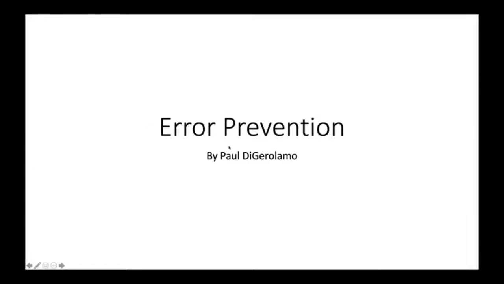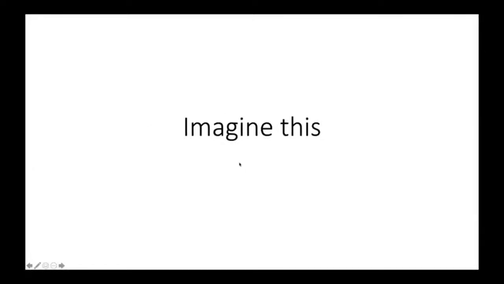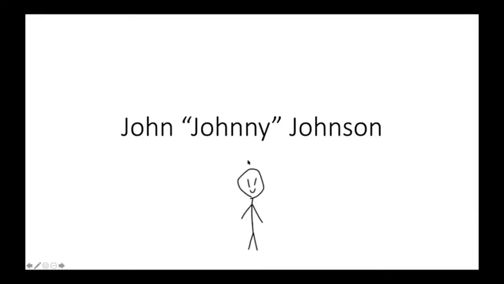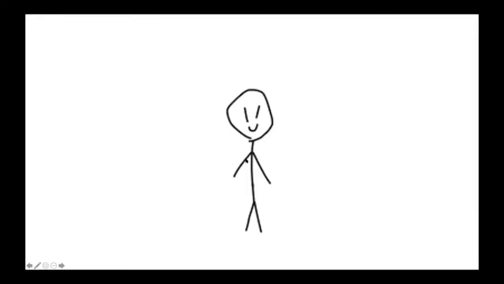So today we're going to be talking about error prevention. Now I'm going to tell you a little story about this guy. His name is Johnny John Johnson, and he's an average everyday person like you and I. Well, maybe a little on the skinny side, but that's okay.